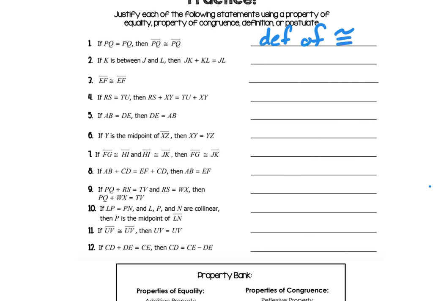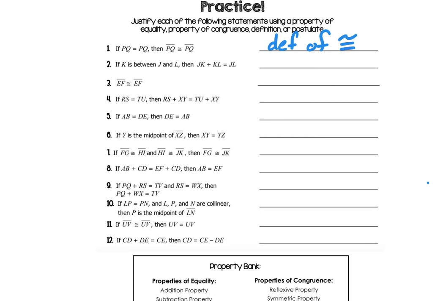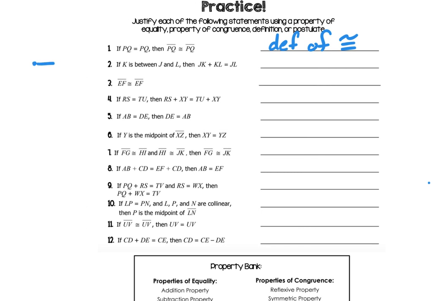Okay, number two. If K is between J and L. Sometimes I think drawing out a picture might be helpful. Here's J, here's L, here's K. And what they're saying is JK plus KL equals JL. What are we using here? What are we doing? Adding segments. Adding segments, okay?